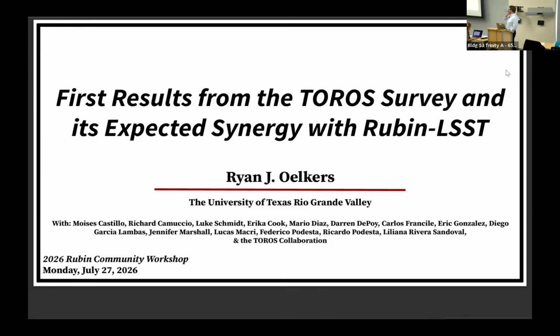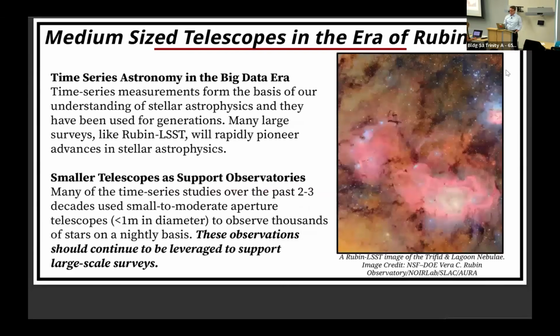I want to talk to you about a new survey that's coming online in the next couple months called TOROS, and how we expect to synergize with what's going on in Rubin LSST. I don't think I need to convince anyone in this room that Rubin LSST is really going to be pushing astronomy forward, both in understanding how we can do large-scale data reductions, but also just astrophysics in general.